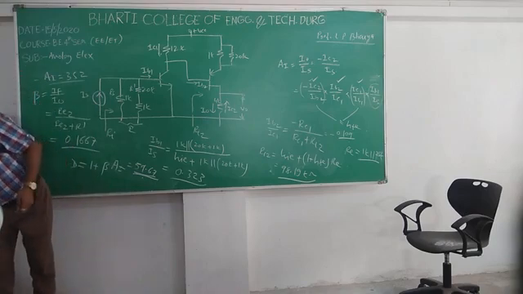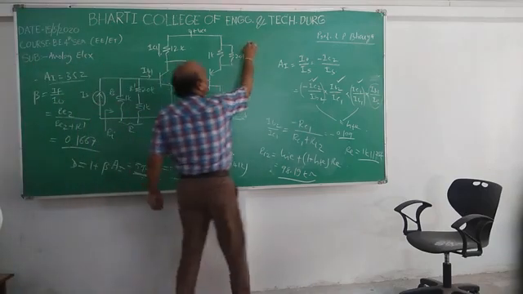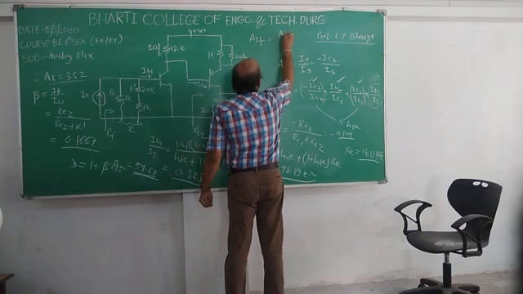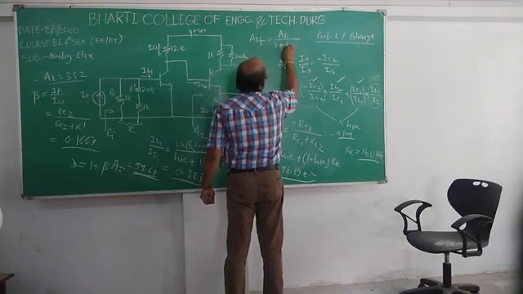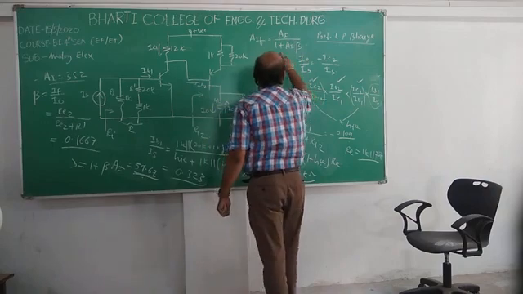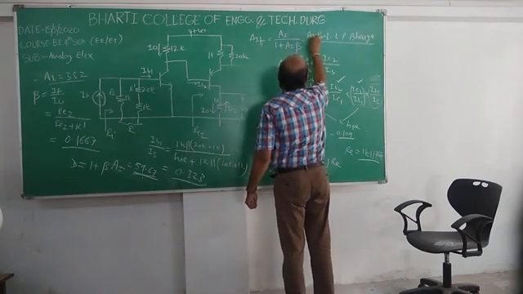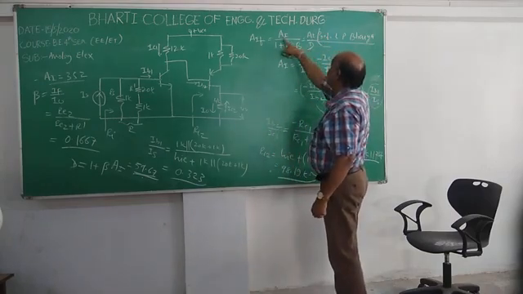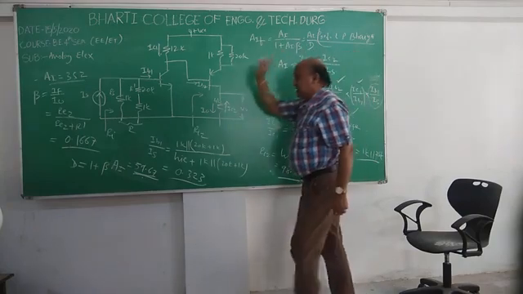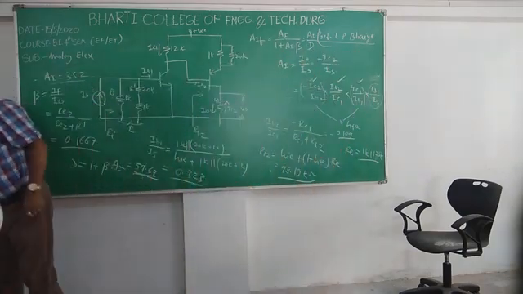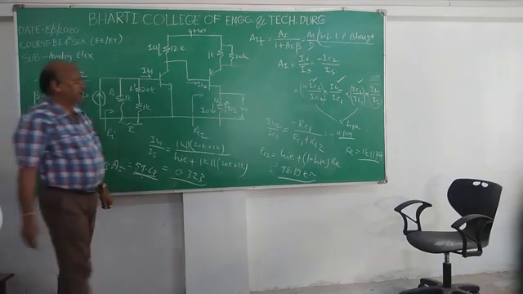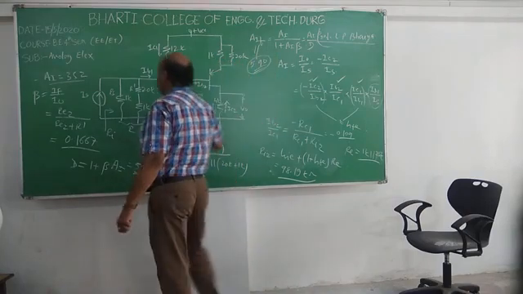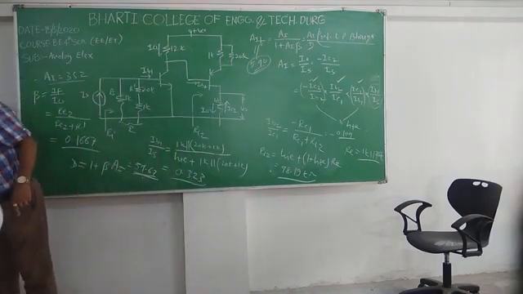And once you get this value of D, you can easily calculate the value of AIF, that is the current gain with feedback. This is equal to AI upon 1 plus AI into beta, and 1 plus AI into beta is nothing but the D factor. So AI by D. You know this D, and AI is already calculated, so you can calculate AIF. This is the closed loop current gain, and this comes to be 5.90. This is the current gain with feedback, which is asked in the problem.